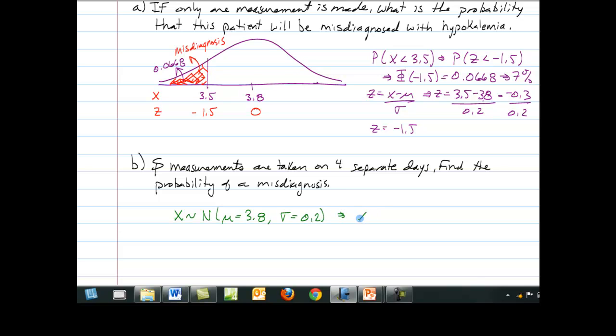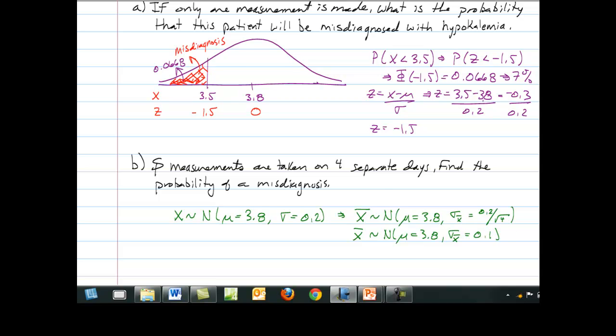then x bar, based on the fact that I have a sample of size 4 here, is distributed normal as well with the same mean. But now my standard deviation will change. Sigma of x bar will equal 0.2, my old sigma, divided by the square root of my sample size, square root of 4. So x bar will be distributed normal, mean of 3.8, standard deviation of the averages will be 0.2, and then the square root of 4 is 2, so when I divide that out I get 0.1.